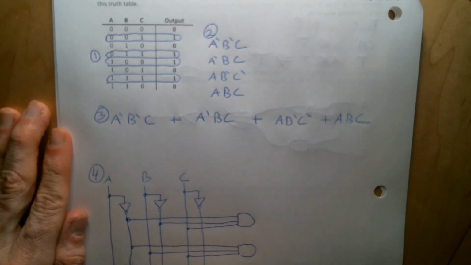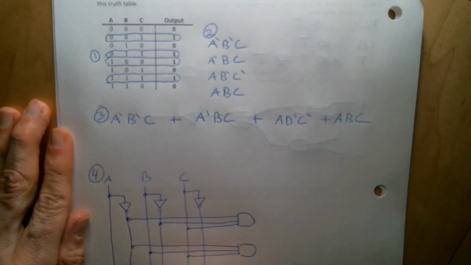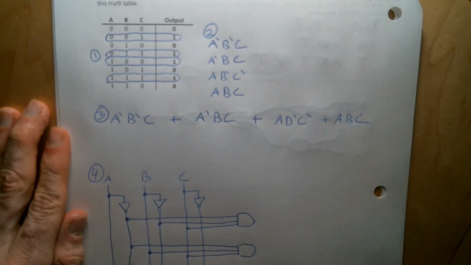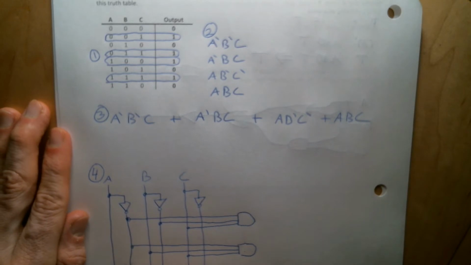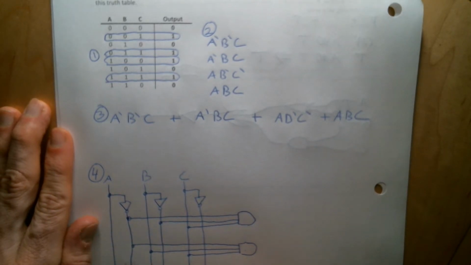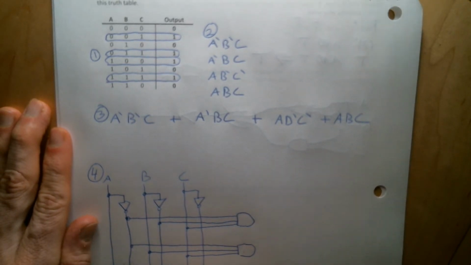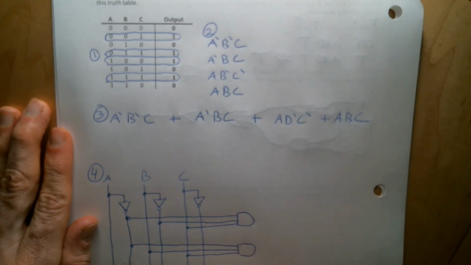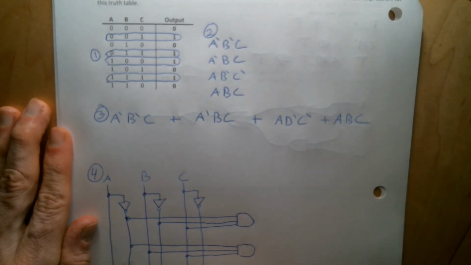The next one's A, B naught, C naught. So again, there's our A. There's our B naught. There's our C naught. And then the last one is just ABC. So A, B, and C.